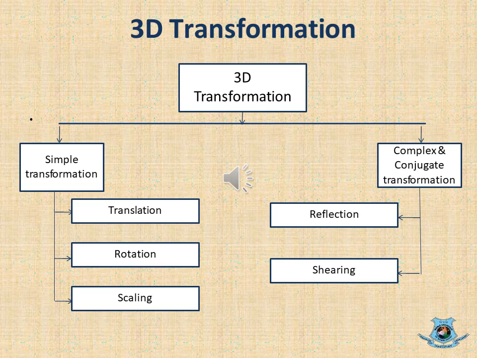There are 2 types of transformation in 3D: the simple transformation and the complex and conjugate transformation. Simple transformations are again classified in 3 ways: translation, rotation and scaling. And complex and conjugate transformation is divided into 2 parts: reflection and shearing.